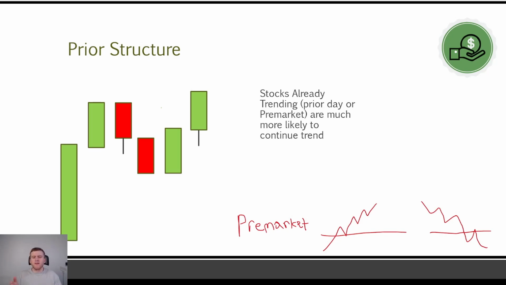Another way to think of finding trending structures is looking at prior structure. So stocks already trending, whether that be prior day or pre-market, are much more likely to trend. So when we look at these graphs down here, if the pre-market's looking like this and we're already trading up into, say this is the open, this is an increased expected value for that trend to continue if we hold above the opening print right here. Same thing with the downside here. If we're in a downtrend and we open right here, we're below that opening print, much more likely to do something like this and continue lower. So we're looking at that previous day structure or the pre-market structure.